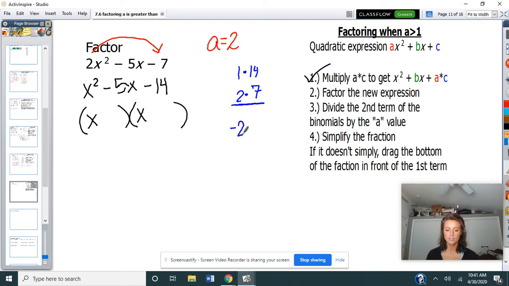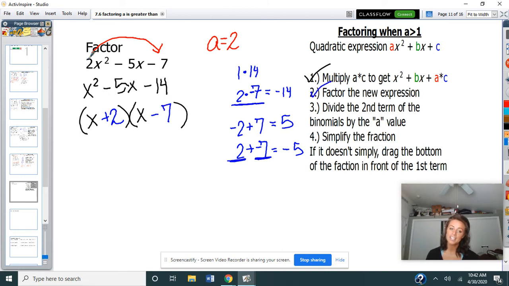And is it going to be negative 2 plus 7 or 2 plus negative 7? We've got to be careful where we put that negative. Negative 2 plus 7 is 5. We don't want 5. We want negative 5. And 2 plus negative 7 is negative 5. So these are the ones we're going to use. 2 plus negative 7 is negative 5, and 2 times negative 7 is negative 14, which is what we want here. So the 2 terms are going to be positive 2 and negative 7. So we just factored the new expression.